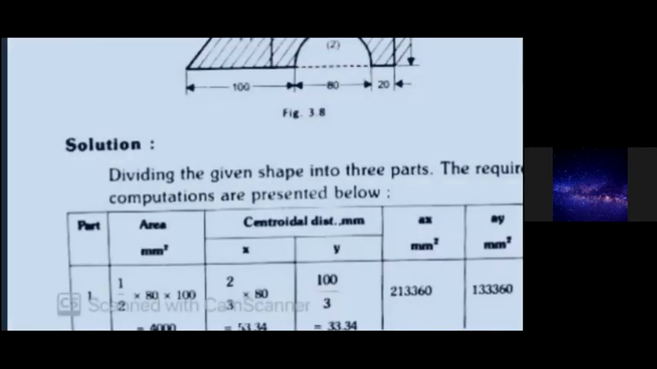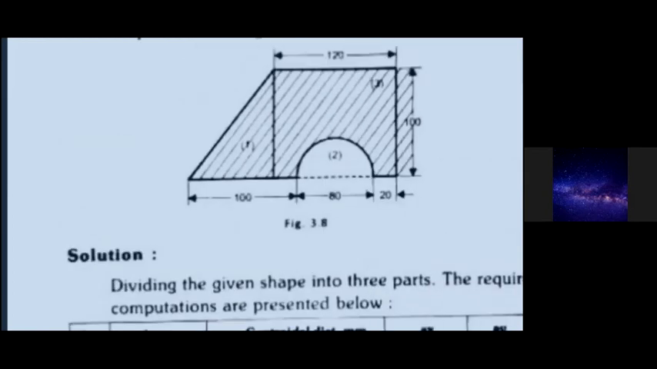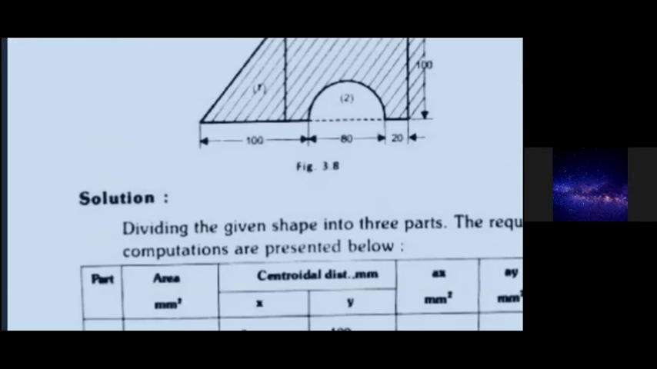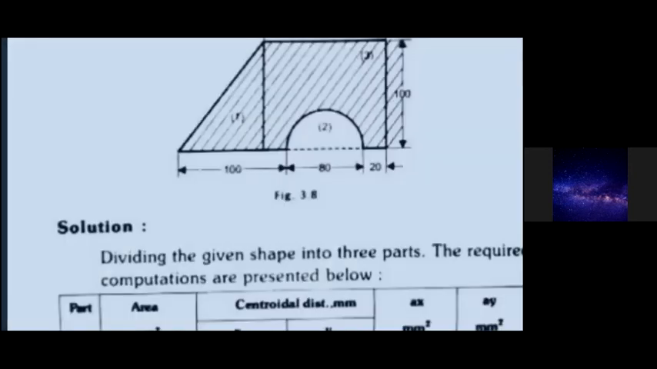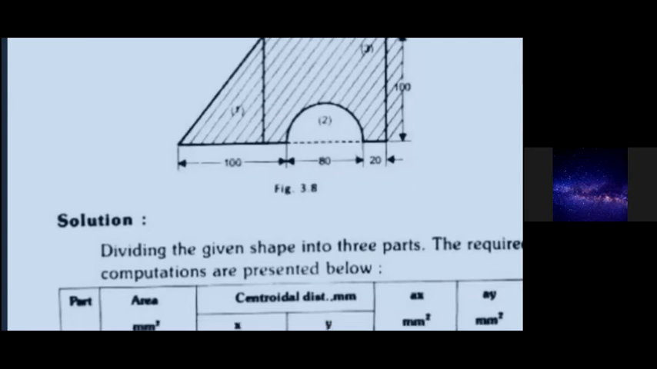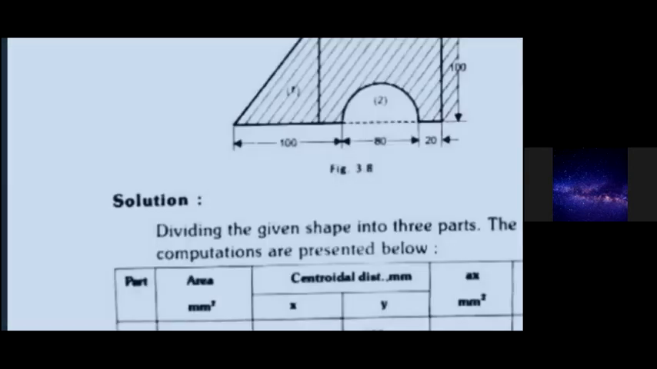So x bar is equal to, see here, generally from the base it's 1/3 of the height, and from the apex corner point we get 2/3 of the height, 2/3 of 80. And y bar is equal to 1/3 of 100, that is from the base. The base of the composite section is the same as the base of the triangle. The y component is 1/3 of 100 and the x component is 2/3 of its height, that is 2/3 of 80.